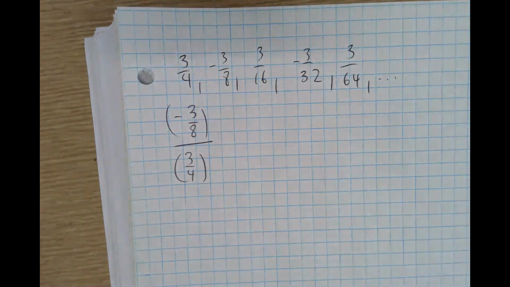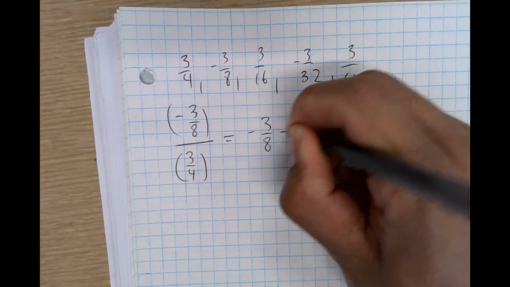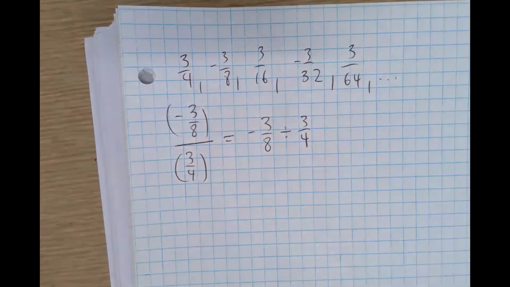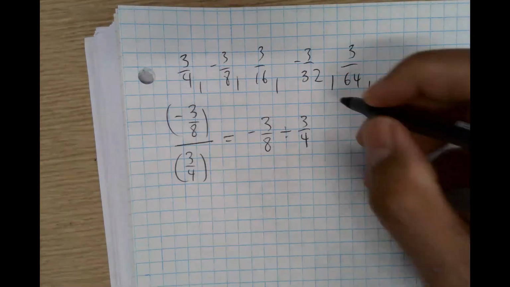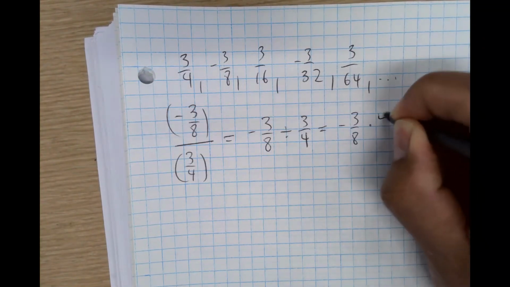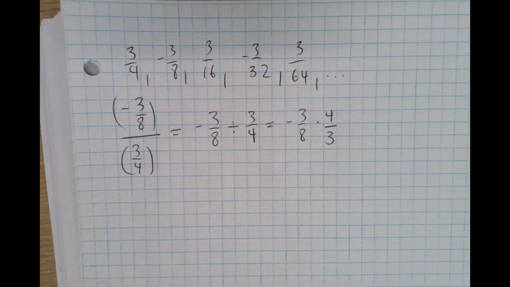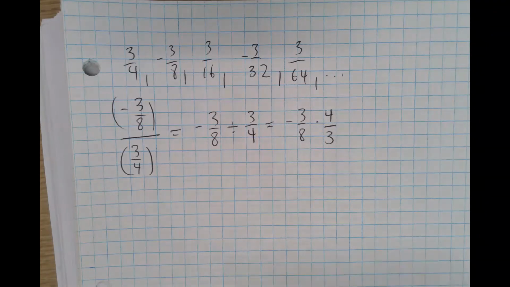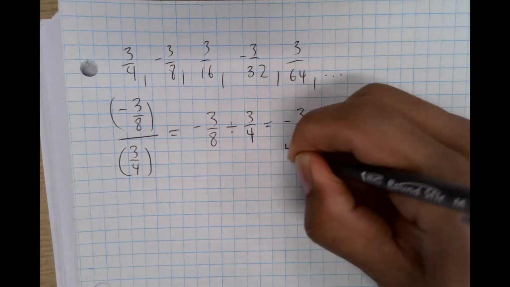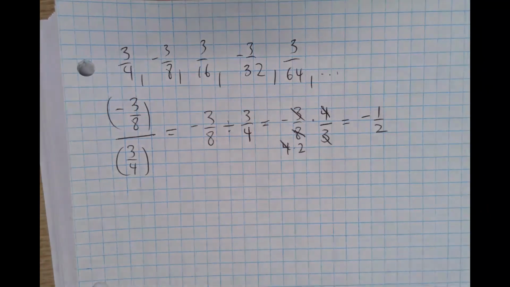Okay, so again, if you're daunted by the fact that there are a lot of fractions here, what I would do is I would just rewrite this as negative 3/8 divided by 3/4. And then I would rewrite this as multiplying by the reciprocal, negative 3/8 times 4 divided by 3. So you can see here that just by transforming it, it's so much easier to calculate without a calculator. This is 4 times 2, so the 4's cancel out, the 3's cancel out, and we get negative 1/2.